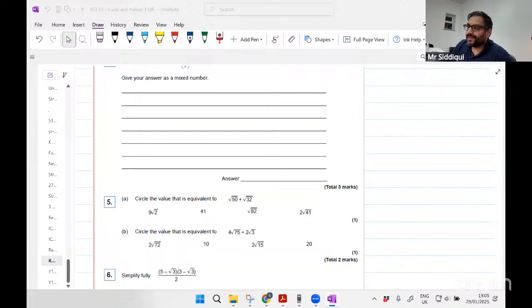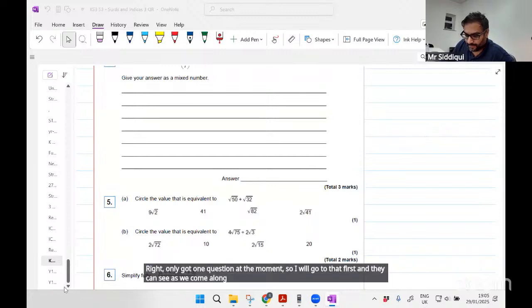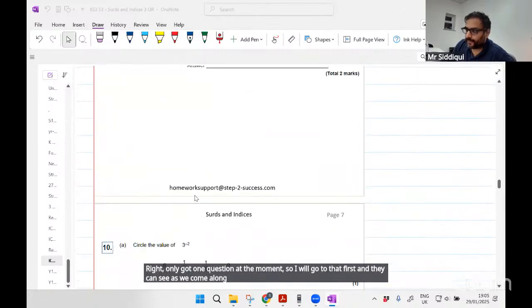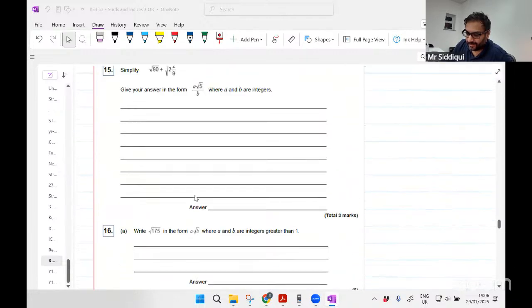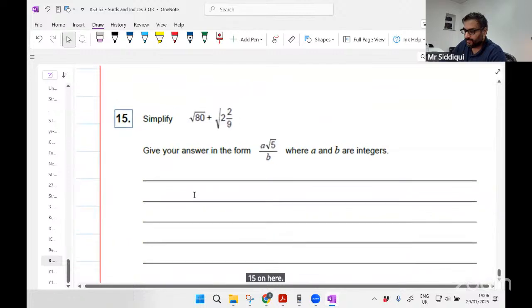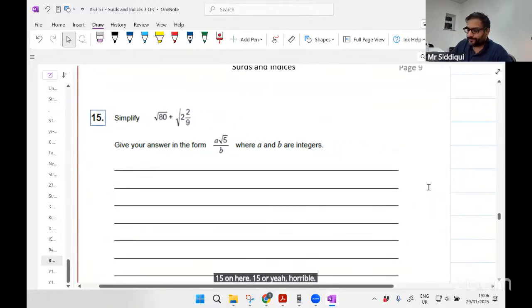Right, only got one question at the moment, so I will go to that first, and we can see as we come along. Right, 15 on here. 15, oh yeah, horrible. Okay, let's have a look at this, shall we?